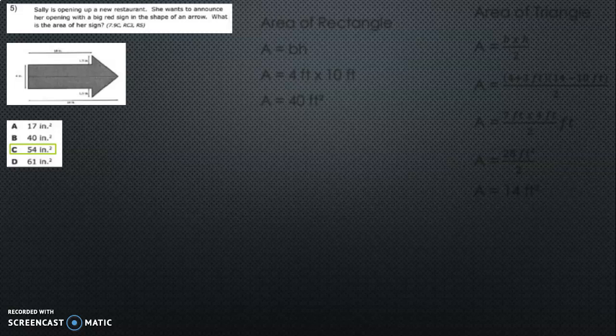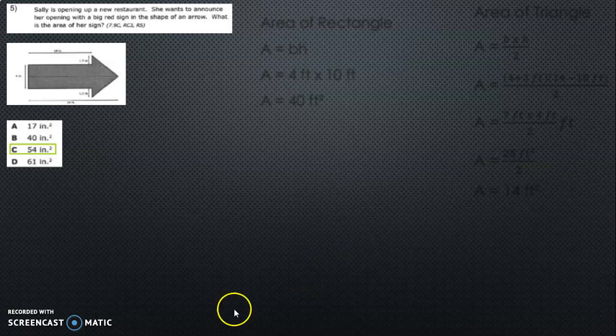For number 5, it says that Sally is opening up a new restaurant. She wants to announce her opening with a big red sign in the shape of an arrow. What is the area of her sign? So once again, for this, we can just use two equations, the equation for the rectangle and the equation for the triangle, and add them together. Okay, so here we go.